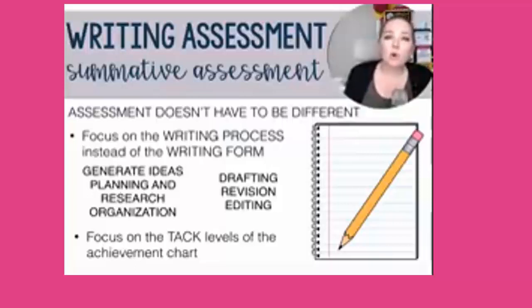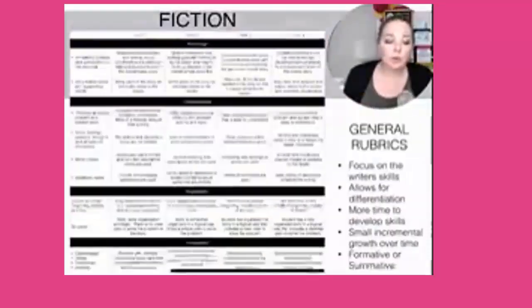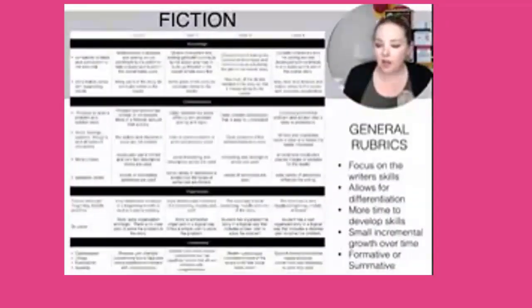I think those are far more essential pieces that will carry them through as writers than specifically teaching them how to write, or getting them to write forms of my own choosing, especially if it's not relevant to who they are. So I will use rubrics at this point that focus on the skills of a writer, which allows for differentiation. It gives more time for the students to develop their skills. It's small and incremental growth over time. And I use rubrics for both formative and summative assessment.